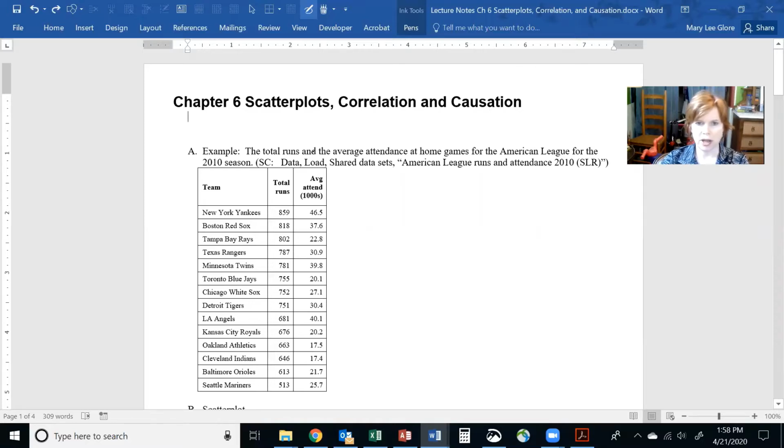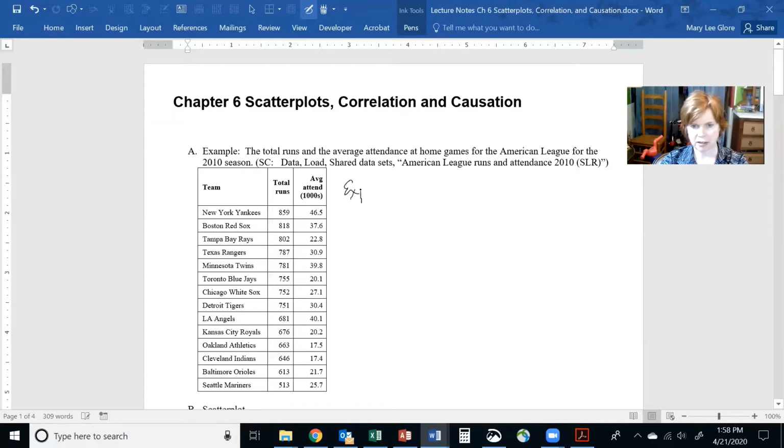All right. So we're talking about this kind of data. So here's my data set. I've got total runs and average attendance for the American League for the 2010 season. You can see we've got several teams, and here's how many runs they made over the entire season, sorted by most runs to least runs. And over here, we have the average attendance of the games.